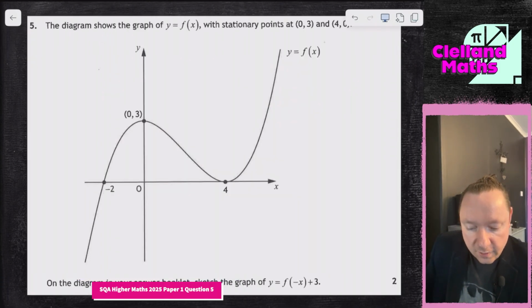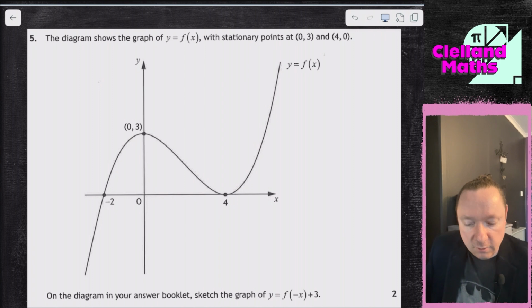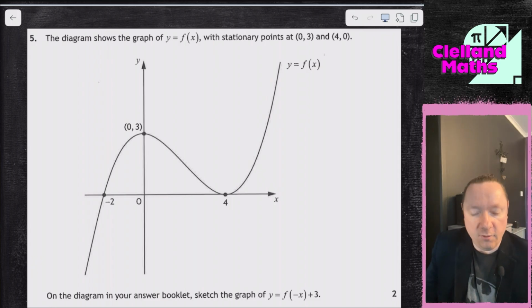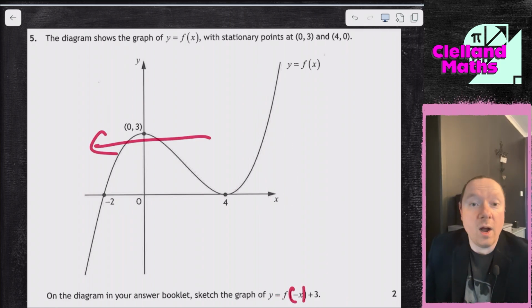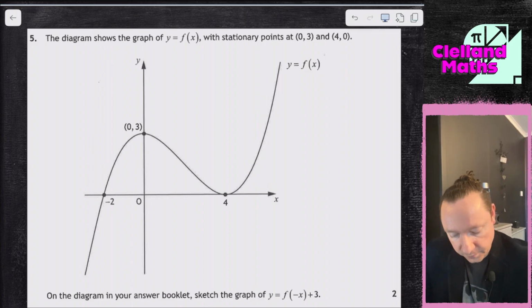The diagram shows the graph of f of x with stationary points at 0, 3, 4, 0. And on the diagram in your answer booklet, sketch the graph of f of minus x plus 3. Now, this is where I think some people will make a mistake. The minus is not in front, so it's not flipping that way. The minus is stuck here, which means we're flipping that way. It's a y-axis flip, then add 3.